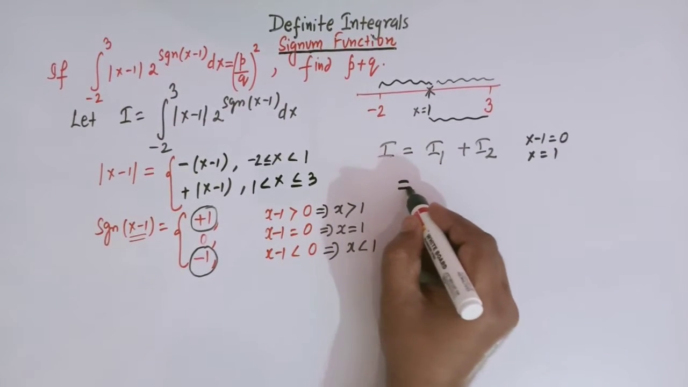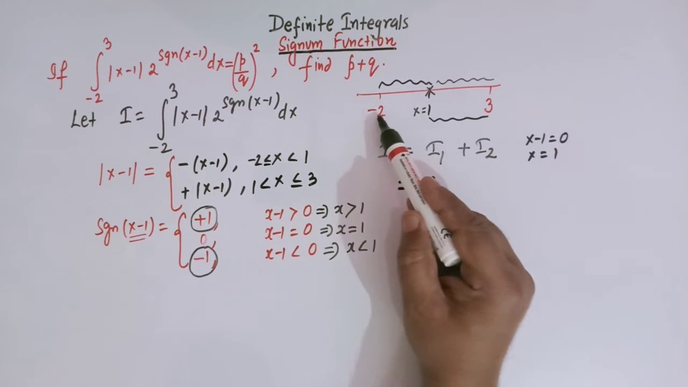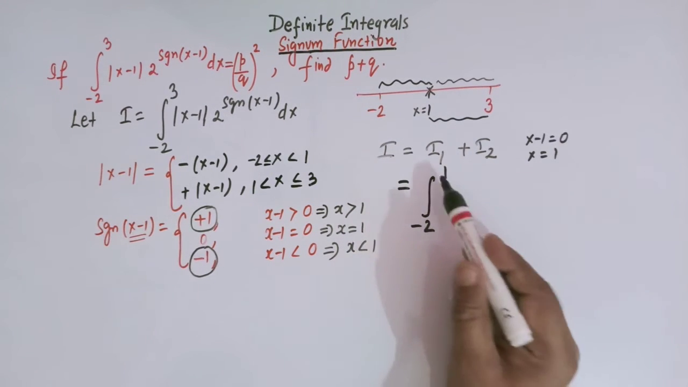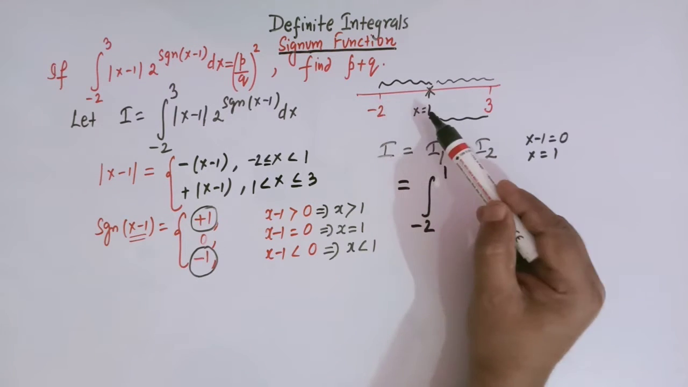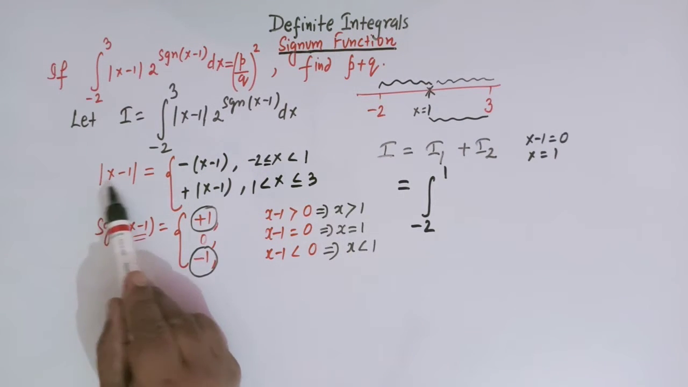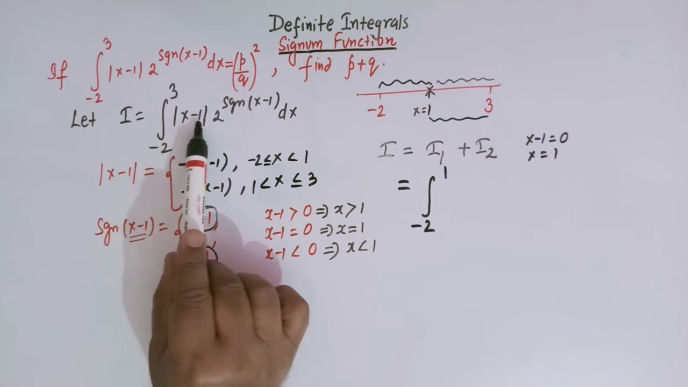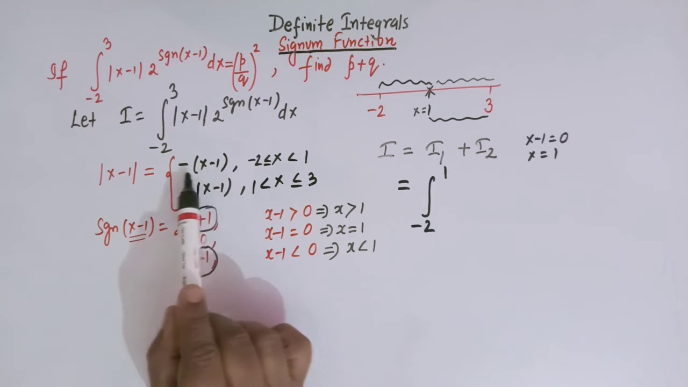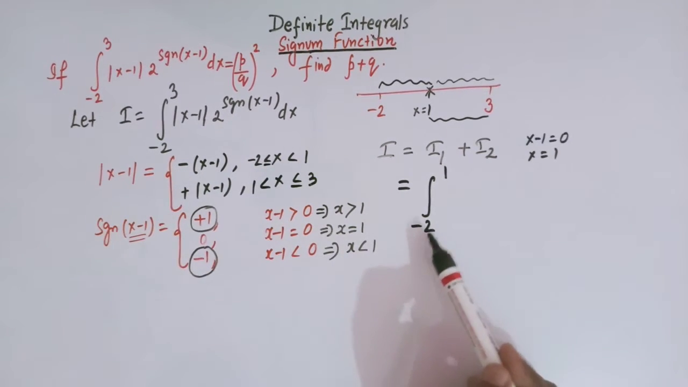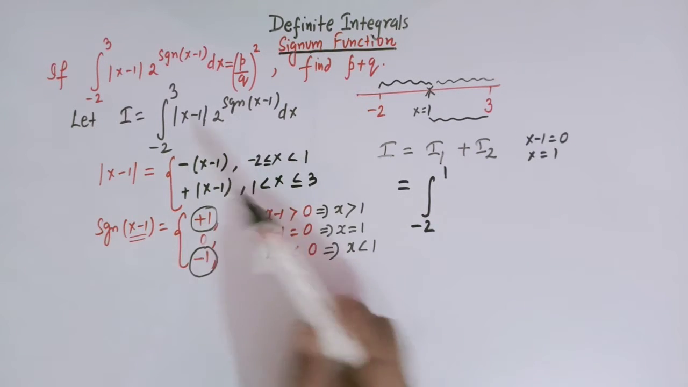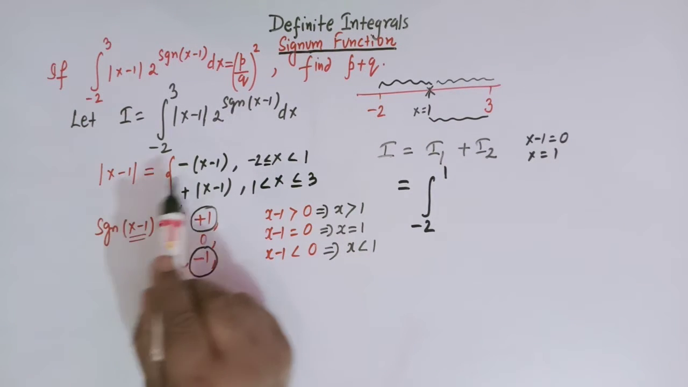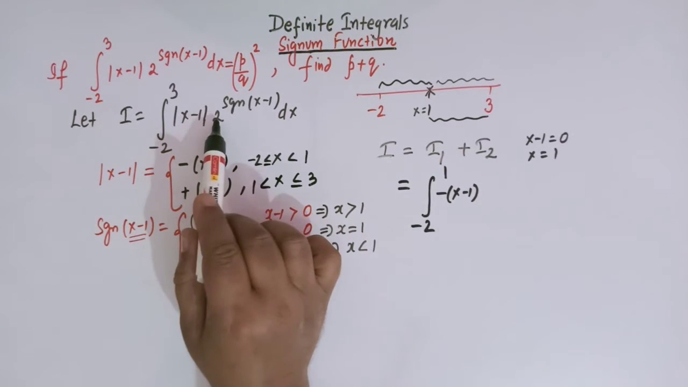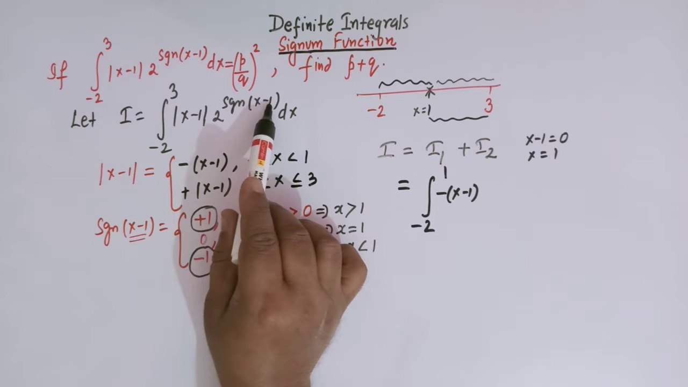So now I1 is from -2 to 1, right? When we take I1, that is from -2 to 1, we have mod of x minus 1. Mod of x minus 1 would take this value: when we are integrating from -2 to 1, mod of x minus 1 is equal to negative of x minus 1. And here we have 2 raised to signum of x minus 1, right?